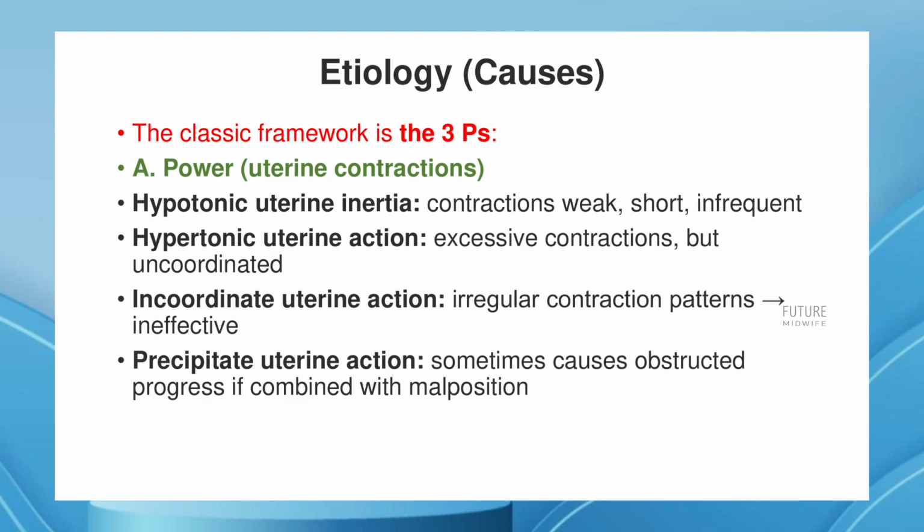When it comes to hypotonic uterine inertia, the contraction will be weak, short and infrequent. In hypertonic uterine action, there will be excessive but uncoordinated contraction. In case of incoordinate uterine action, an irregular contraction pattern can lead to an ineffective labor process. The last one is precipitate uterine action. Sometimes it causes obstructed progress if combined with malpositions.